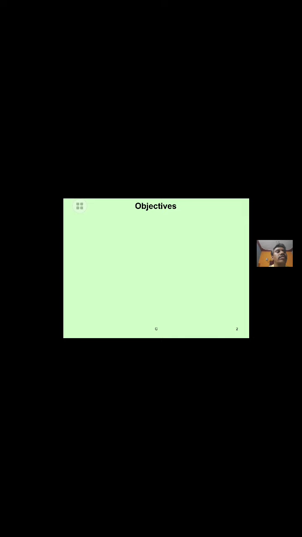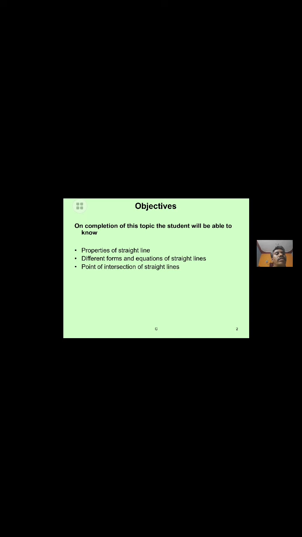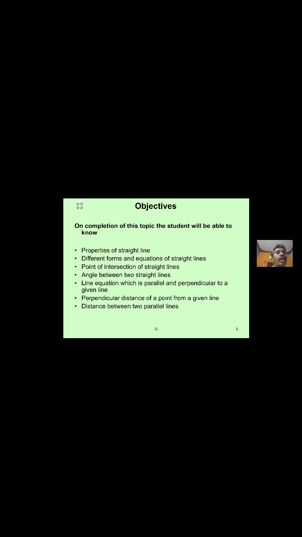So objectives of this class: on completion of this topic, the student will be able to know properties of straight line, different forms and equations of straight lines, point of intersection of straight lines, angle between two straight lines, line equation which is parallel and perpendicular to a given line, perpendicular distance of a point from a given line, distance between two parallel lines.